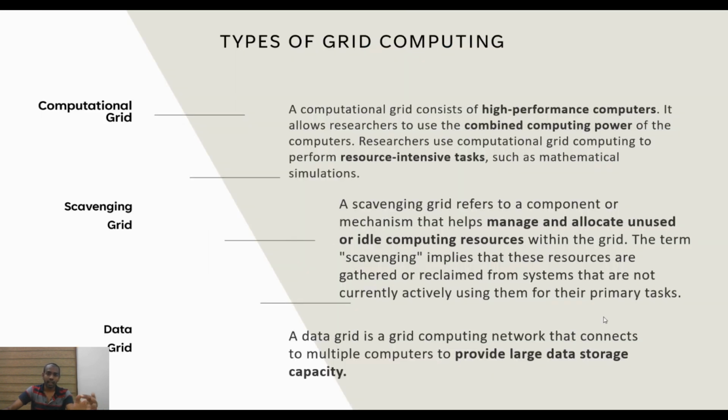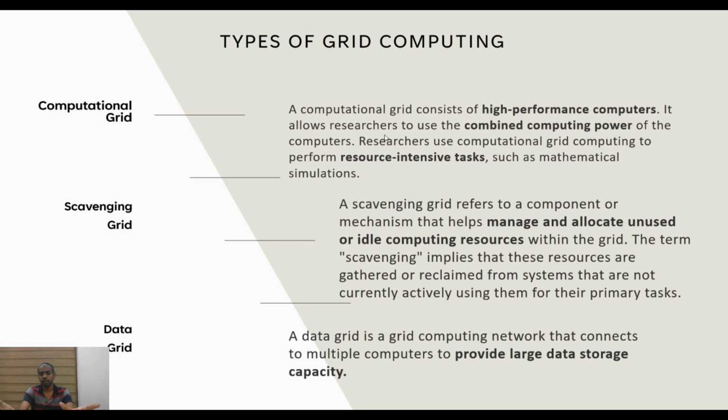Again, there are three types of grid computing. We have a computational grid that consists of high performance computers. It allows researchers to use the combined computing power of computers. Researchers use computational grids to perform resource intensive tasks such as mathematical simulations. Then we have the scavenging grid.